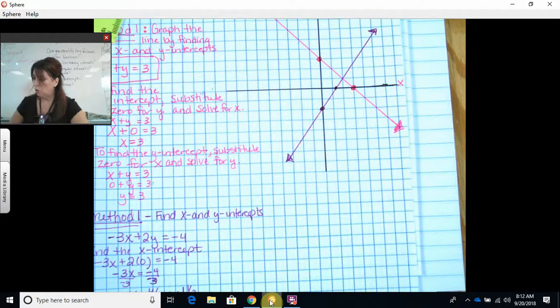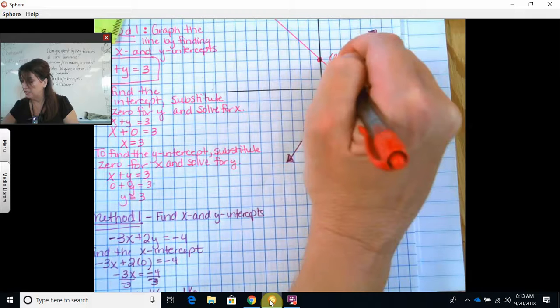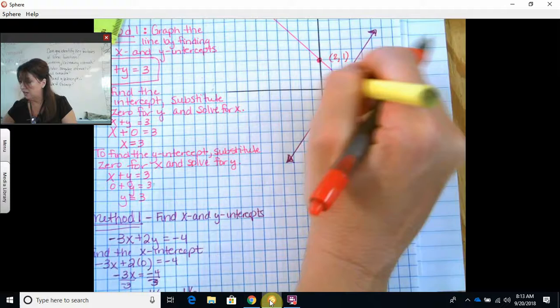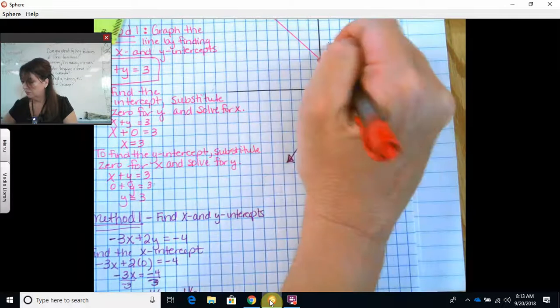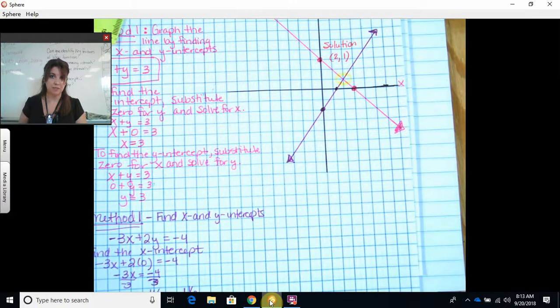Okay, so the solution is the ordered pair where they intersect. So what is my solution? What is it? X equals 2, y equals 1, so that ordered pair is (2, 1), right? (2, 1) is the answer. All that work to find that solution. Ordered pair where they cross. So if I was to substitute that ordered pair back into both equations, it would make both statements true, which I'll do in a minute.